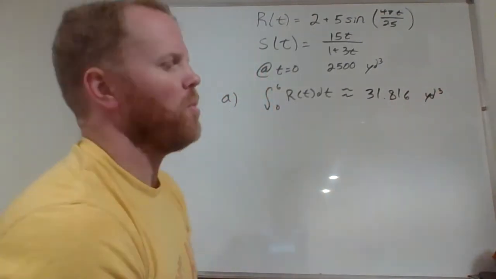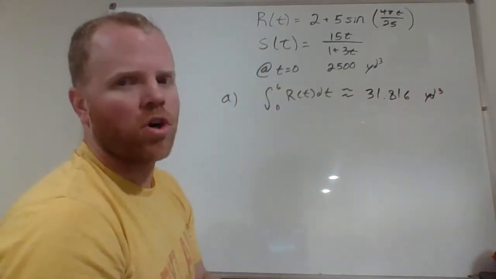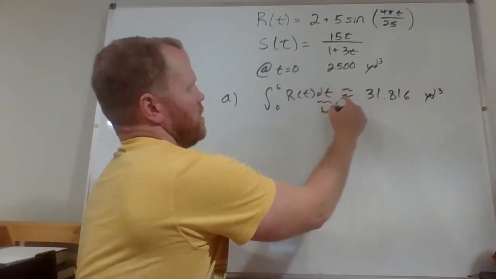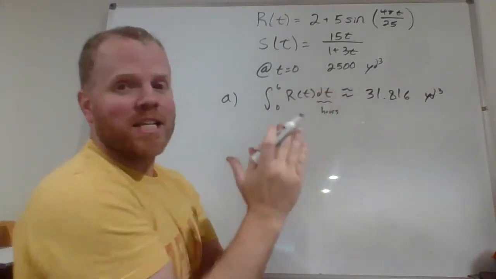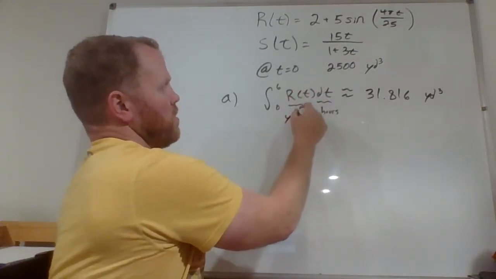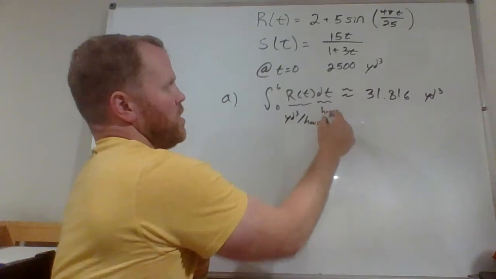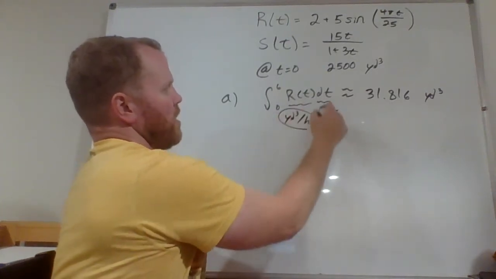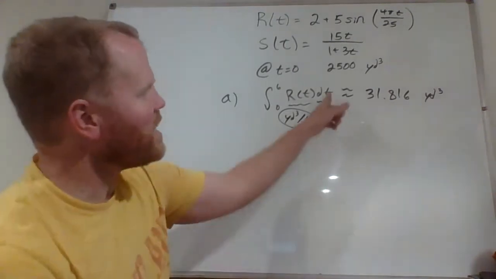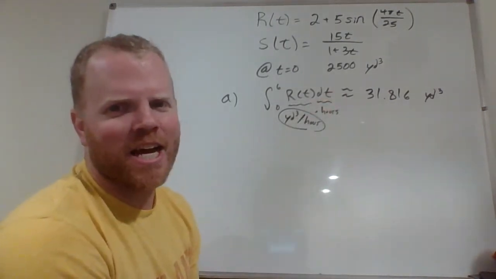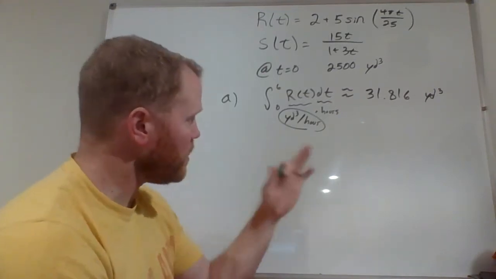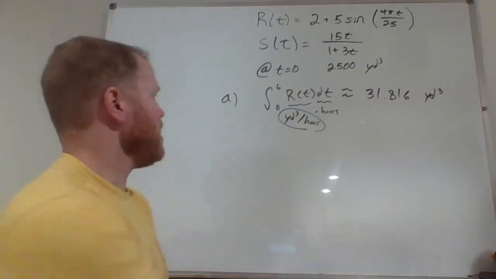The way you can tell, if you're ever not sure, is what is t measured in. T is measured in hours, so that means dt is also measured in hours. R of t is the rate, and this is cubic yards per hour. So if you multiply cubic yards per hour with hours, you should get back cubic yards. That's really the reason I cared so much about the dx, dt, du, and all those antiderivatives we did in the past. So anyway, that's it for part A.